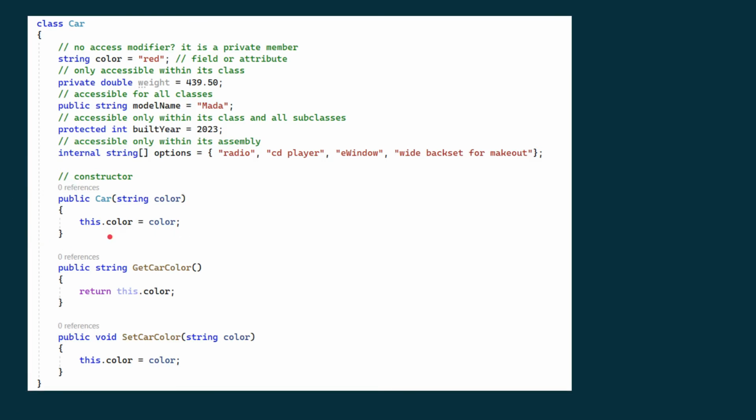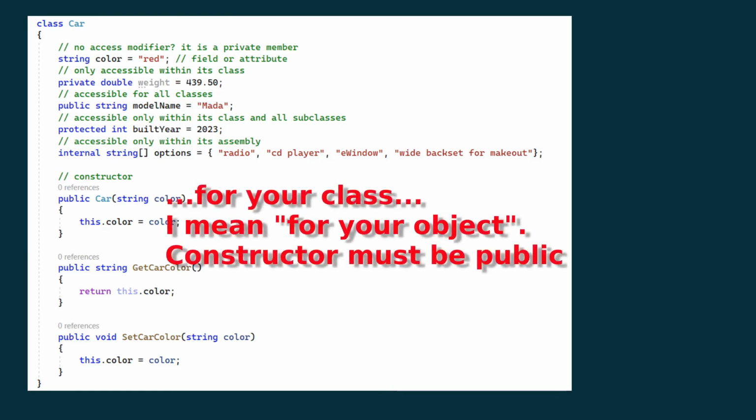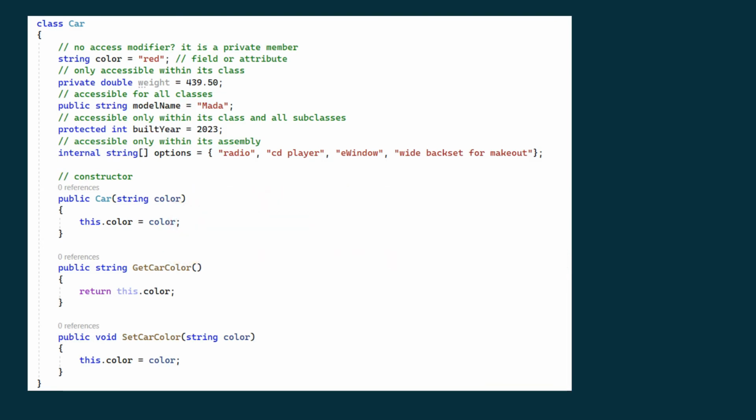Then you have a constructor. What is a constructor? This is a way to provide initial value for your class. This is used for that. You provide data for your class, initial data. When you instantiate an object or create an instance of that class, you provide some initial value to your class. And then here you have two methods: get car color and set car color.